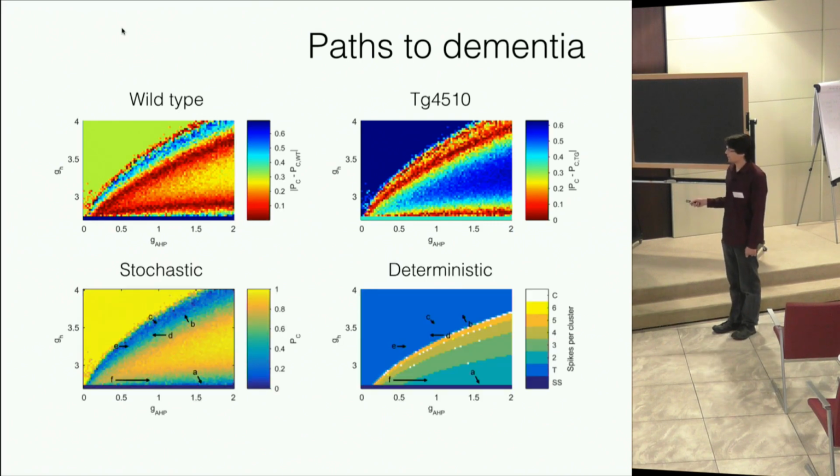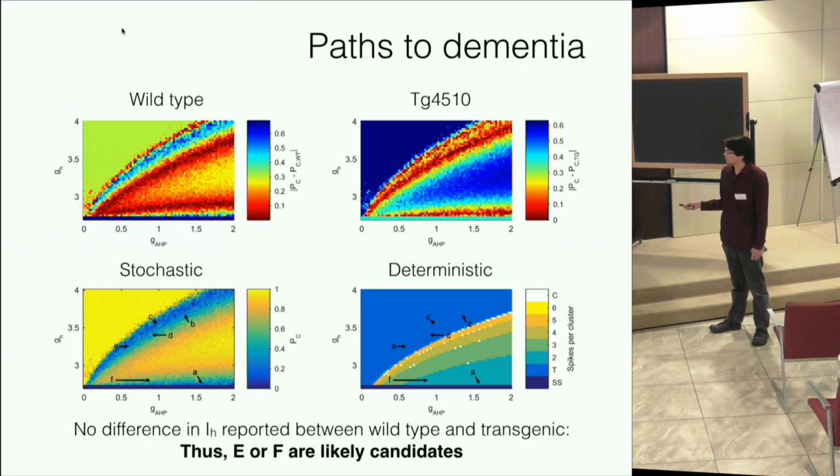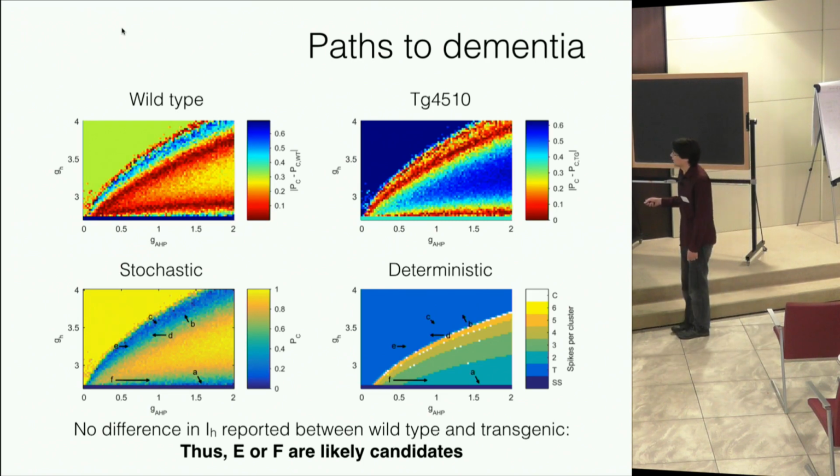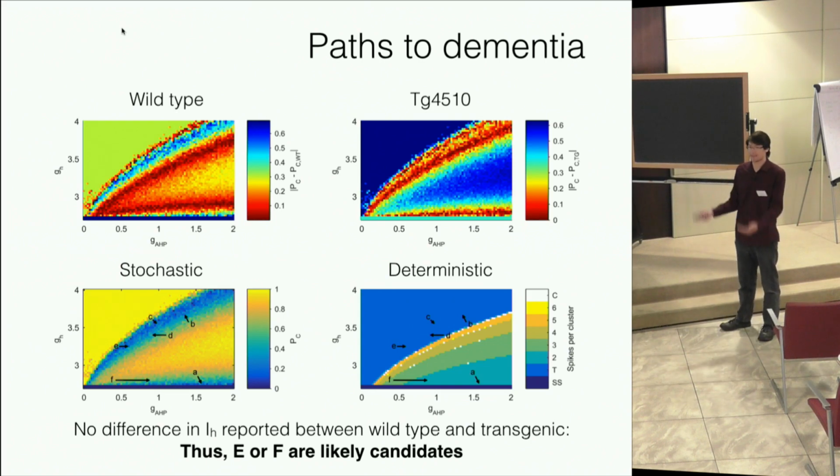And the point is that you can look at this and say, given these two parameters, what is a sensible thing to assume has happened to this cell? Moreover, there wasn't an awful lot in the experiments reported about the conductance of the IH current. Therefore, we concluded that these two different routes, either coming from tonic firing into a more clustered firing, or moving through these different clustered states, are a potential mechanism for generating the same kind of data as we see in the transgenic mouse model.